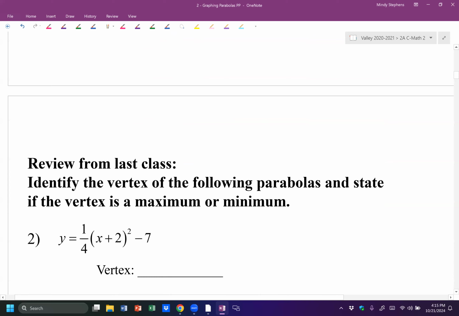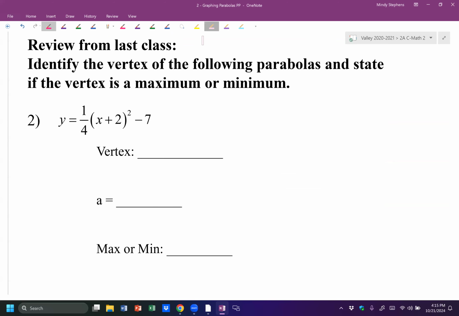Number 2, same thing. We have our vertex first. These two numbers are our vertex. The inside one, we change the sign, so it's going to be a -2. The 7 stays negative. Whatever it is, it stays the same. The 2 changes, the 7 does not.